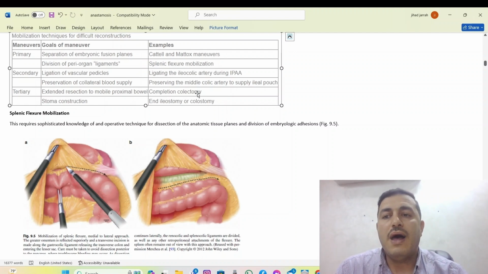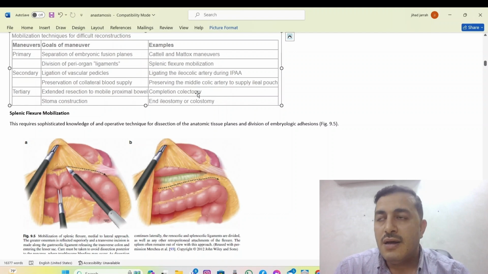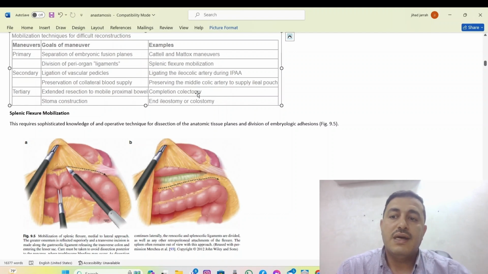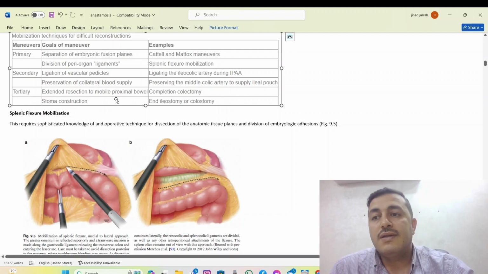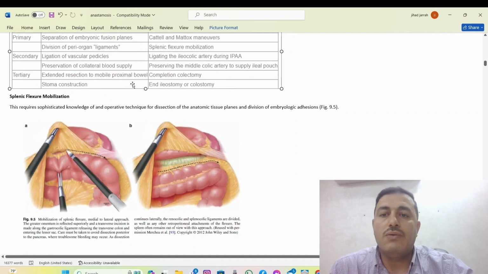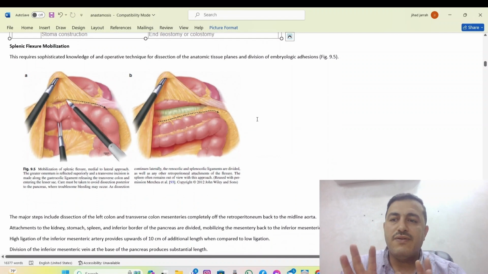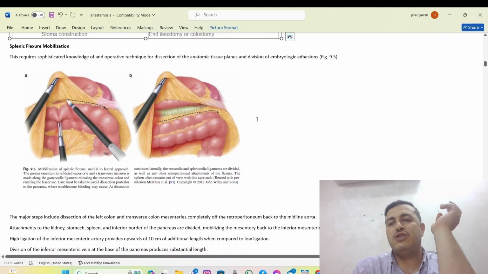And also, as a final resort for our problem, we can just create a stoma. Stoma construction is a tertiary type of mobilization technique with an end colostomy or ileostomy.